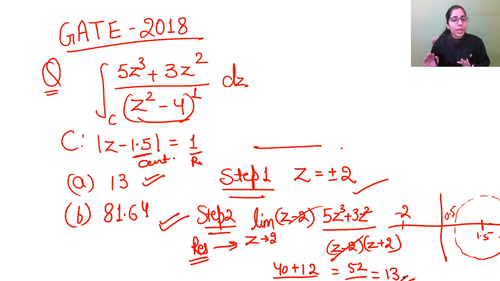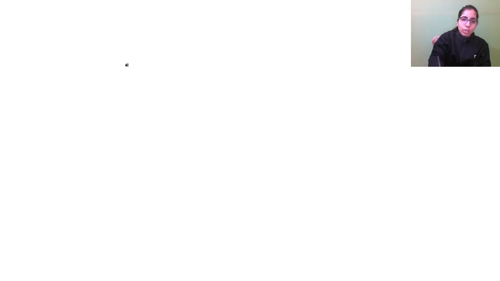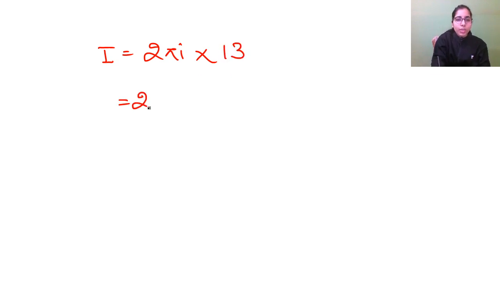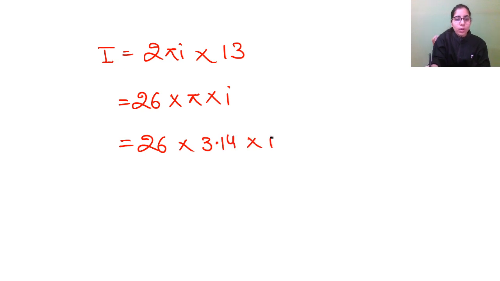13 is not the integration, not the final answer. 13 is just the residue. Now to find the integration, what do we have to do? We have to use the formula as per Cauchy's residue theorem. The integration is equal to 2 pi iota into the sum of residues. The residue is going to be 13 this time, so we'll get 26 pi iota. And what about pi? Pi is 3.14 into iota.